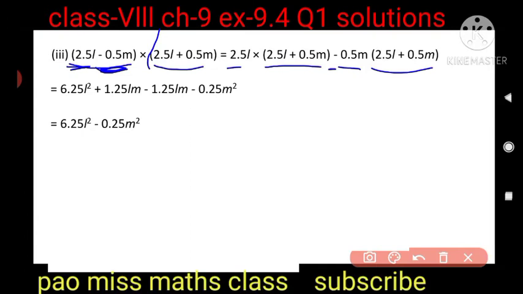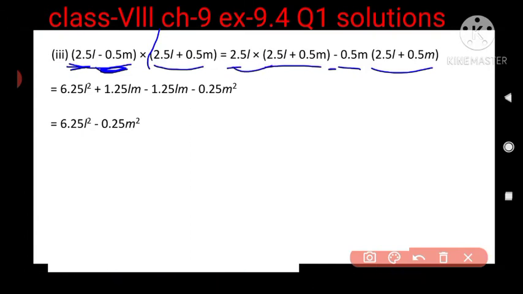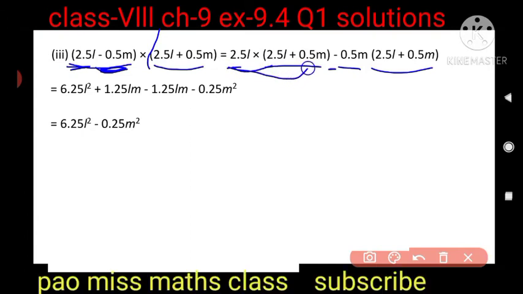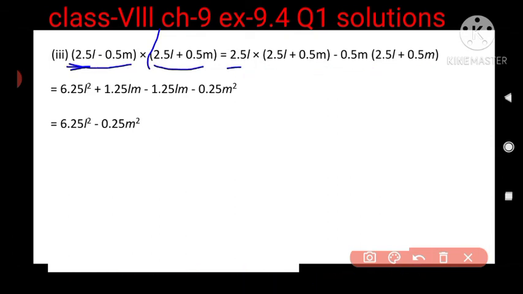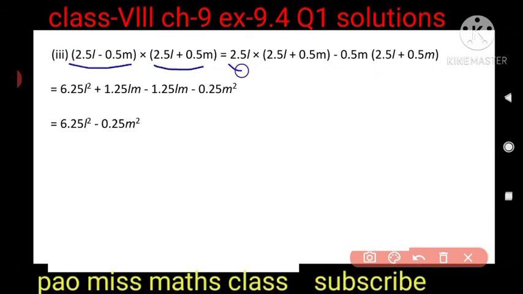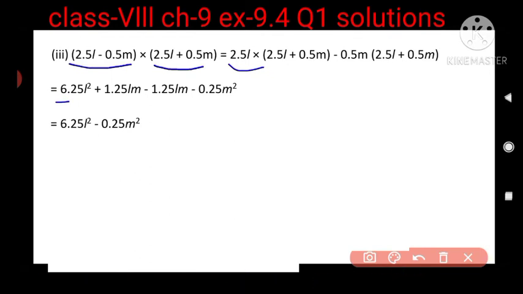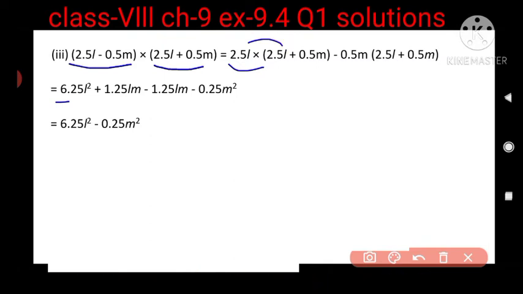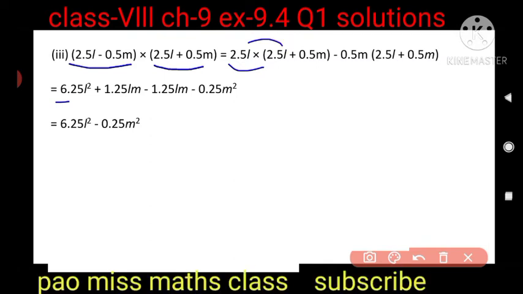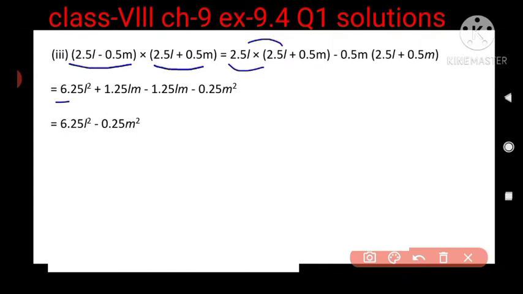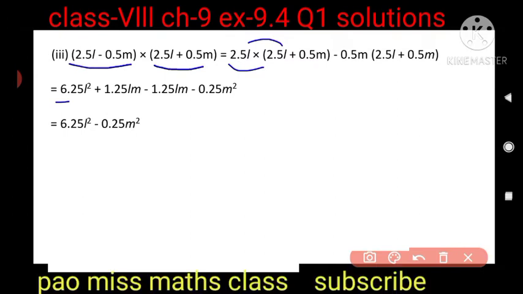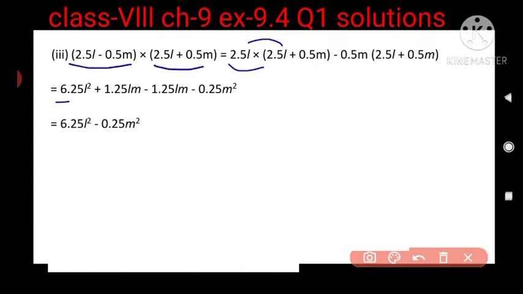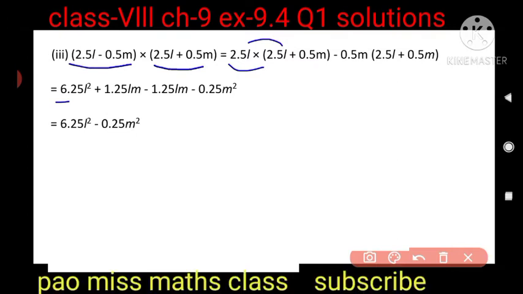Now what you will do, you will break all these brackets, isn't it? This 2.5L you will multiply and this 0.5M you will multiply. Now when you multiply 2.5 into 2.5, you will get 6.25. Then L into L is L square. Now for the next term, plus and plus is plus again. 2.5 multiplied with 0.5, you will get 1.25. And the variables are L and M, so it will become LM.